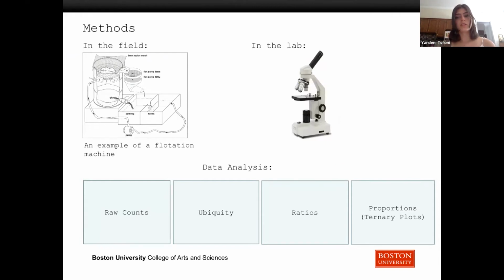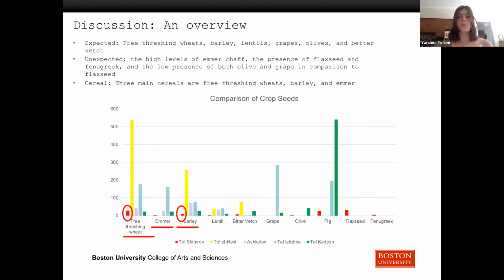So I started off by ranking the samples by priority, and then 16 samples in total were sorted, quantified, and identified using the BU EAL lab protocol. From here, I used a series of analytical methods, such as raw data, which will allow for unmanipulated data to be used by future researchers. And for standardization and comparison purposes, ubiquities, ratios, and proportions were calculated in order to provide standardized, specific, and clear ways of interpreting the data. So once all the math was out of the way, I could begin interpreting the data. And the following few slides will go into detail about what I found.